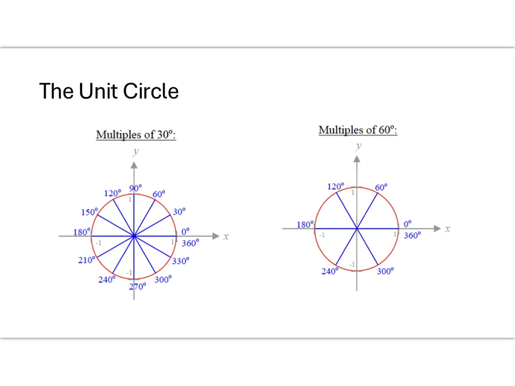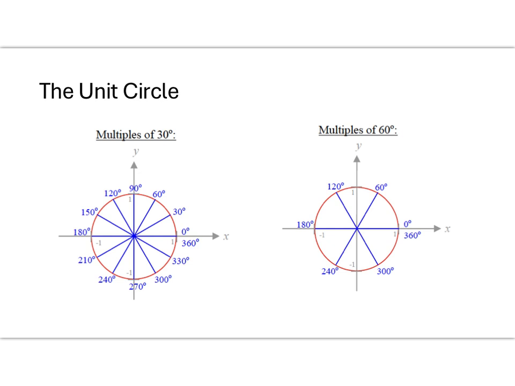Now notice on this one, we've got multiples of 30 and multiples of 60. So you can look at it in pieces. We're going to put it together in just a minute. Again, start at 0. Add 30, there's 30, then 60, 90, 120, 150, 180, 210, 240, 270, 300, 330, 360. So that's multiples of 30 around.